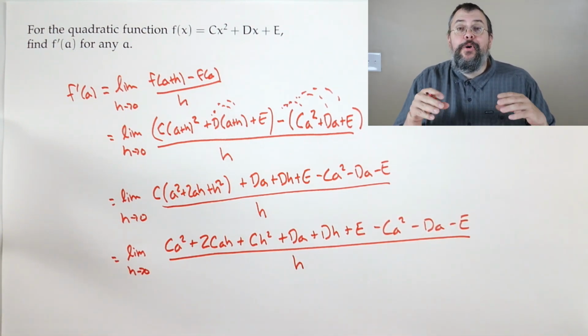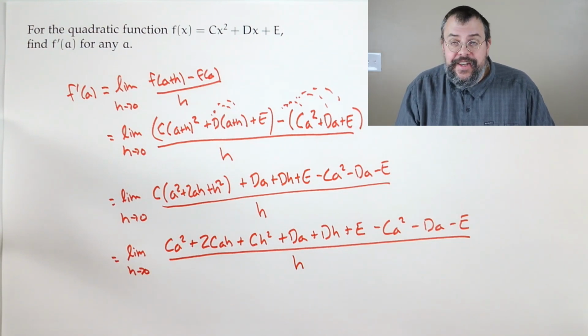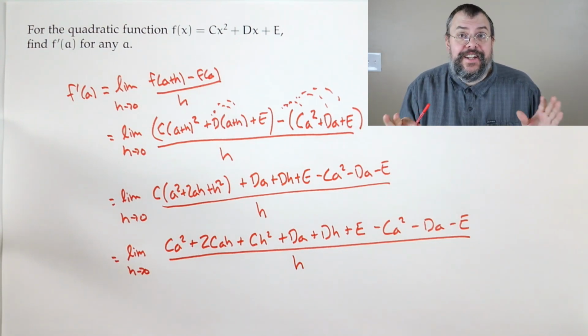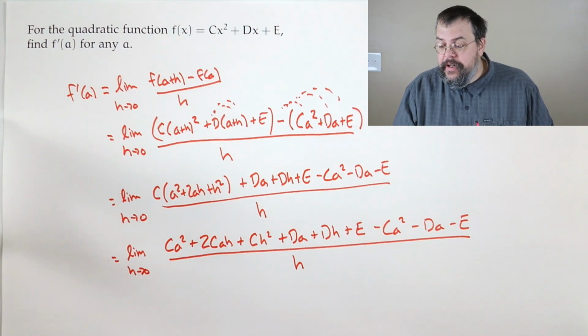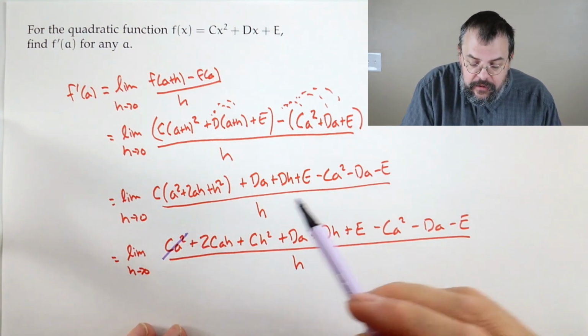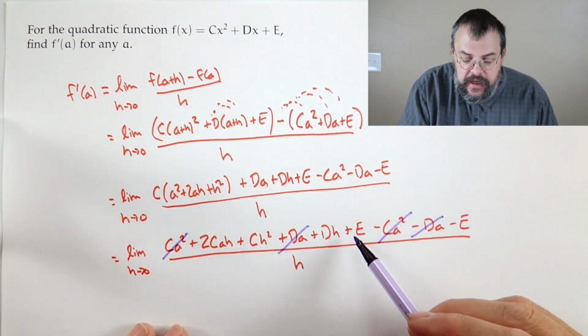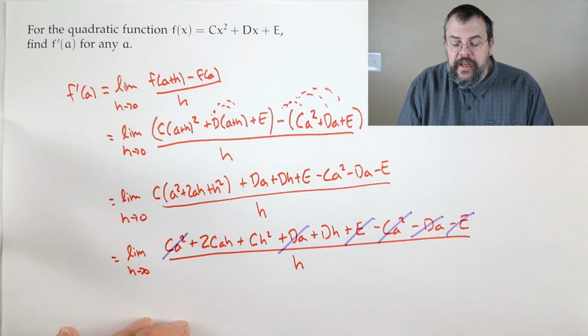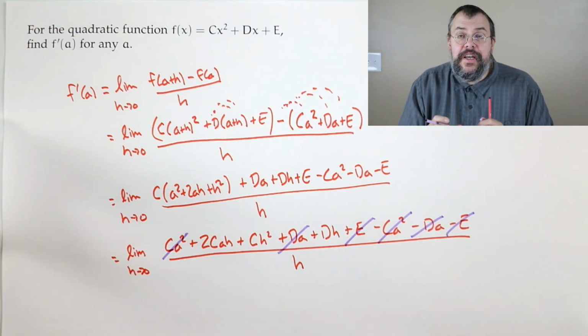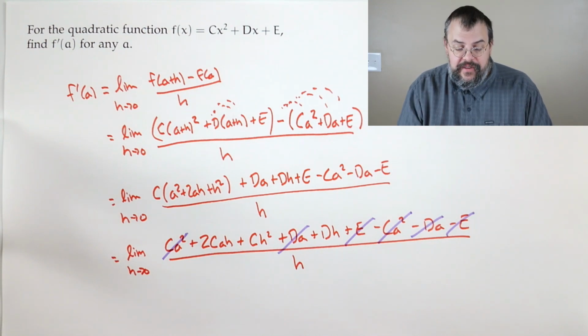All right, now what's the check? The check is that things should cancel. And in essence, what should happen is if we run our cancellation, there's ca squared cancels with minus ca squared, da cancels with minus da, plus e cancels with minus e. If cancellation isn't happening, something went awry. It needs to be fixed.